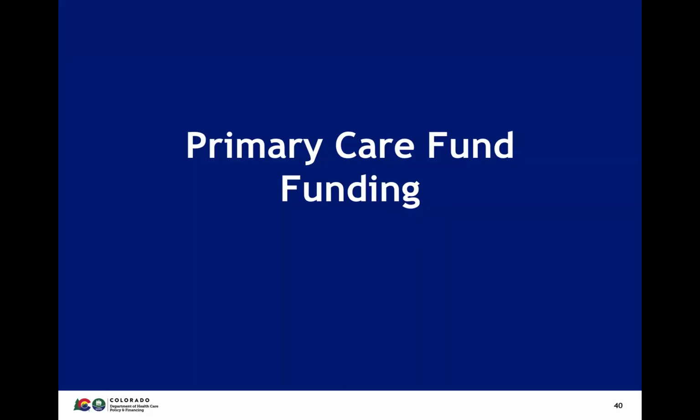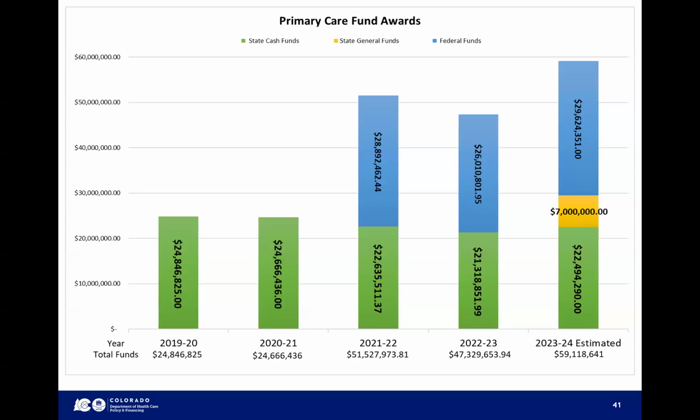The funding of the Primary Care Fund program. I have created a graph including the final payment numbers dating back to fiscal year 2019-20. The state cash fund is represented by the green bar. The blue is federal funds, and the gold in fiscal year 23-24 is the state general funds. As you can see, there was not much change from fiscal year 2019-20 to fiscal year 2021.